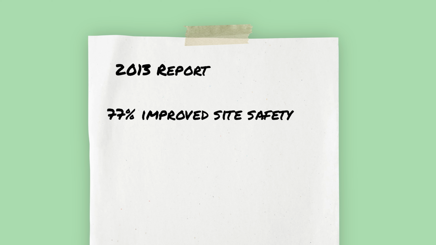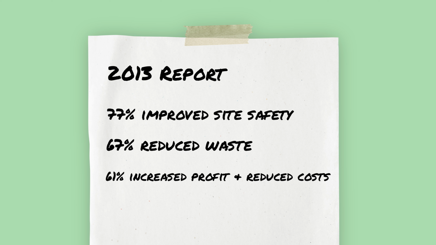A key one being that any construction project is far more complex and prone to change than a production line in a well-organized factory. Over the years, there have been several reports of large contractors and site owners seeing reduced waste, fewer risks, and improved productivity from practicing lean construction management. A 2013 report by McGraw-Hill Construction found 77% of projects improved site safety, 67% reduced waste, and 61% improved profits and reduced costs. Sounds good to us.